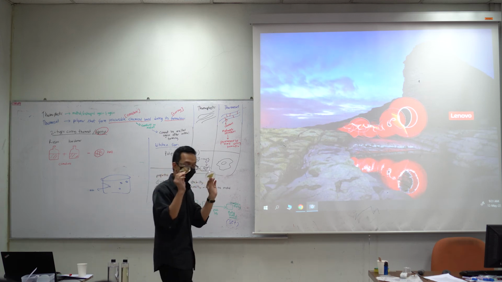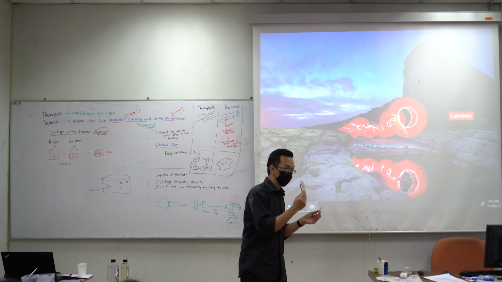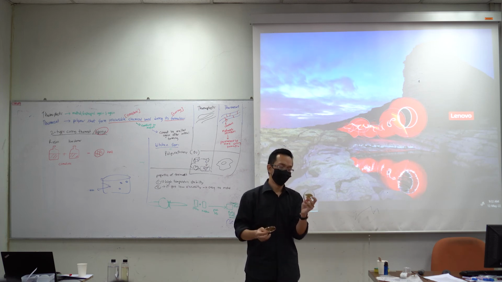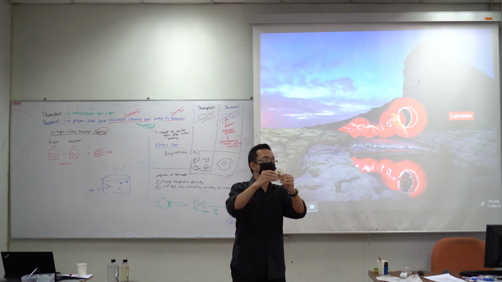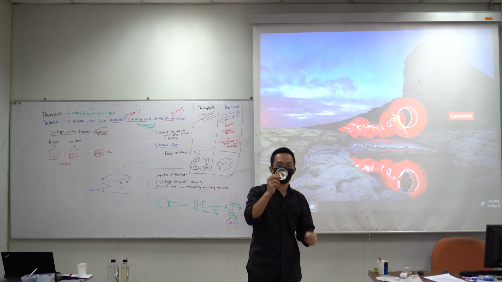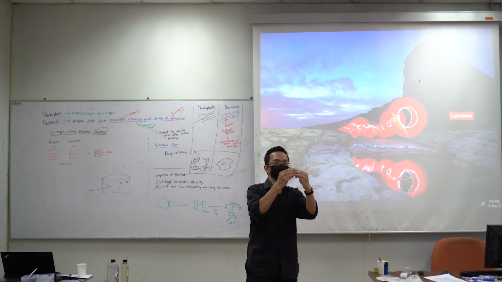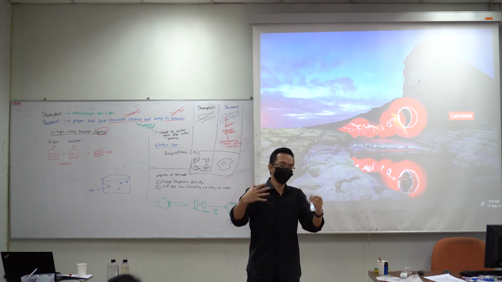Okay, so I have these two things. These two things are also epoxy. One is mixed with the correct ratio, one is mixed with the incorrect ratio. The one mixed with the correct ratio is very hard. The one mixed with the incorrect ratio, you can see it's easily bent like that. So it's not fully cured. There's not enough hardener or resin to react with each other.